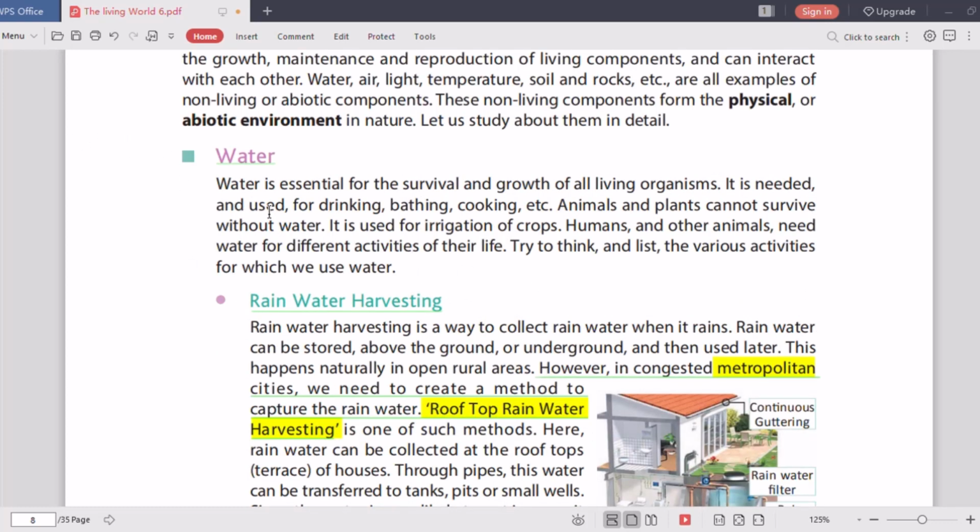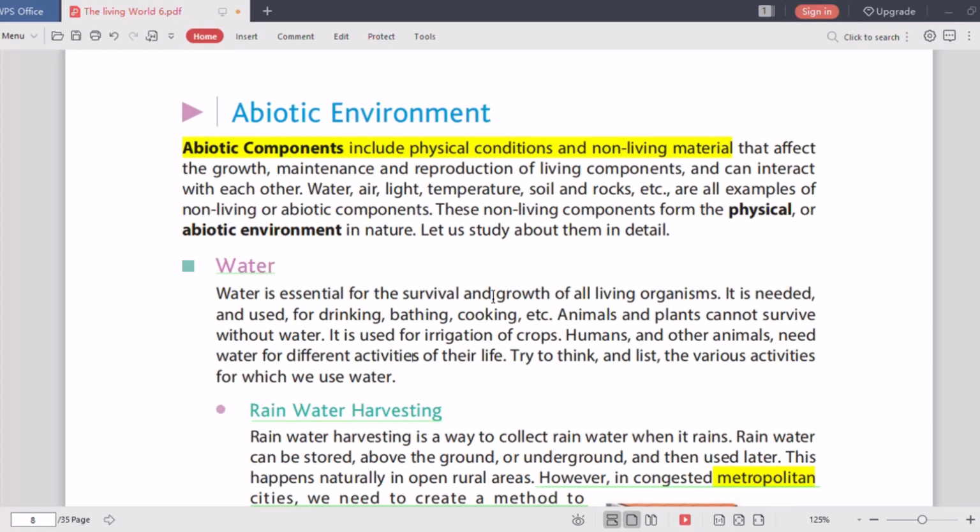Water. Water is essential for the survival and growth of all living organisms. Abiotic components include physical conditions and non-living materials that affect the maintenance, reproduction, and growth of living components and can interact with each other. Some examples are air, light, temperature, etc. Non-living components form the physical or abiotic environment. Hence, it is also called the physical component or physical environment.